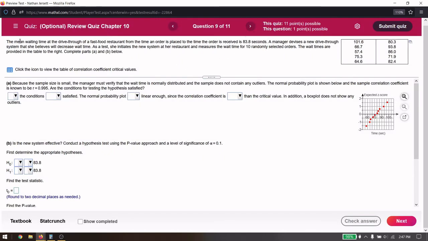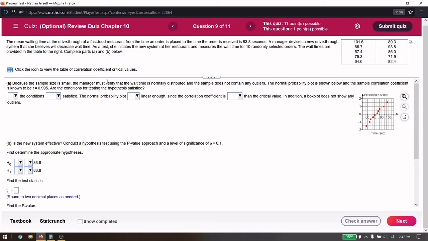Okay, the mean waiting time. Mean tells us it's going to be mu instead of a population proportion. It is 83.8 seconds. A manager devises a new drive-through system that she believes will decrease wait time. So decrease is what we're looking for here. As a test, she randomly selects 10 orders. We have 10 orders here. Wait times are provided in the table to the right. So first off, 10 randomly selected orders. That should say to you, oh wait, that's too few. We can't use any hypothesis testing for this.